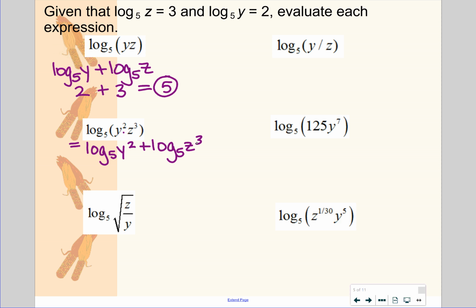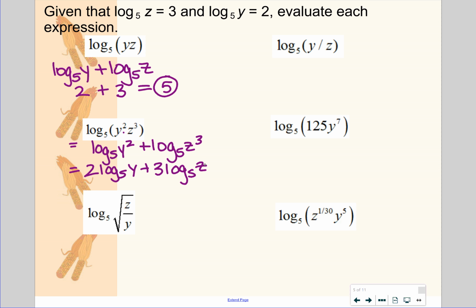A common mistake here is people will substitute too early. There is no parentheses here, like this. If I had a parentheses, I could substitute log base 5 of y in. But we don't have that. We have log base 5 of y squared. We don't know what y squared is equal to. So what we need to do is bring those powers down. 2 log base 5 of y plus 3 log base 5 of z.